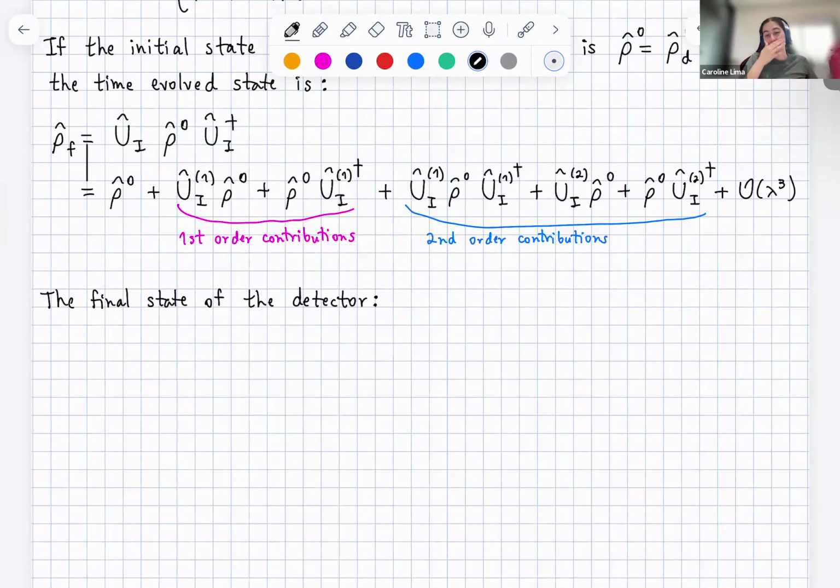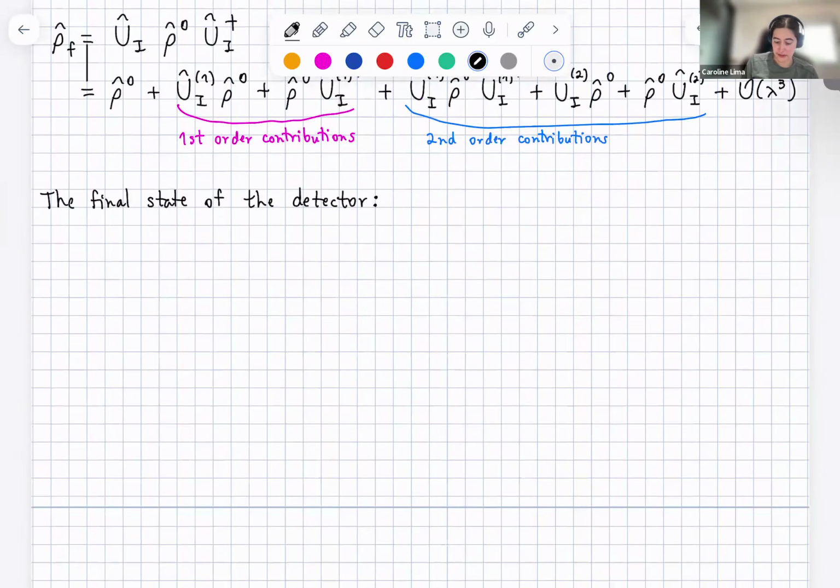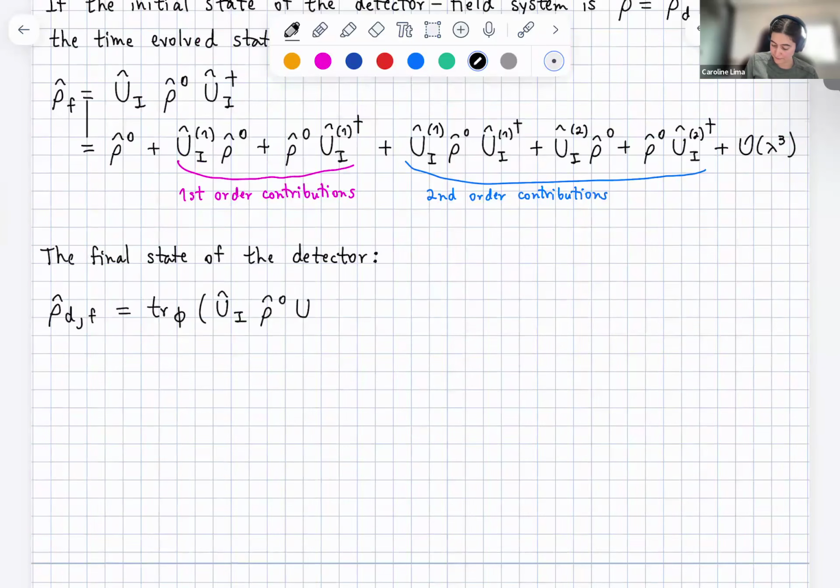No, I'm going to discard. I want to discard some state. How do I generally do that? Exactly. Partial trace. So what I'm going to do is just say that the final state of the detector is going to be simply the trace over the field. So I'm just partial tracing, right? Tracing out the field degrees of freedom only. So I'm gonna trace out the field times whatever quantity I had before, right?